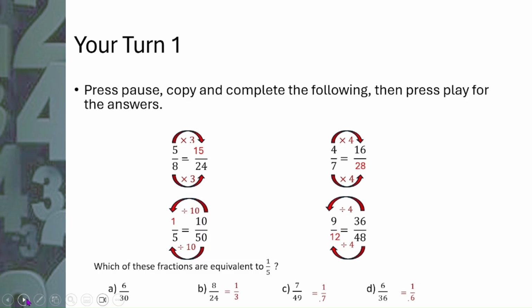So I have to divide the top by itself. So I have the number 1. So 6 divided by 6. But if I do that, I have to divide the bottom by the same value as well. Remember the golden rule. What you do to the top, you do to the bottom. So 30 divided by 6 is going to give me 5. So we have our answer A. 6 over 30 is equivalent to 1/5.